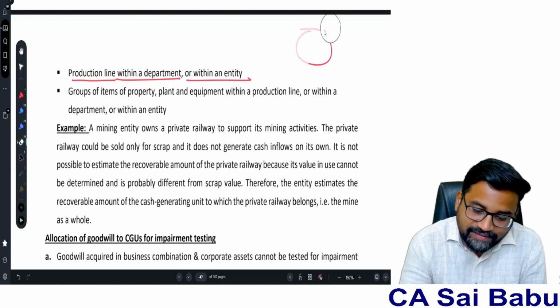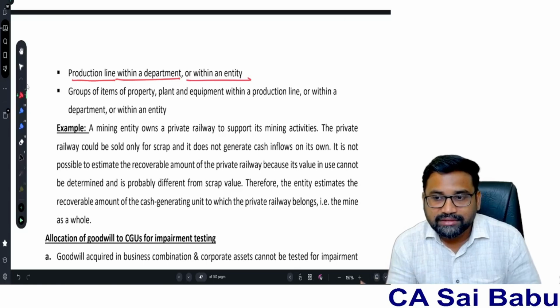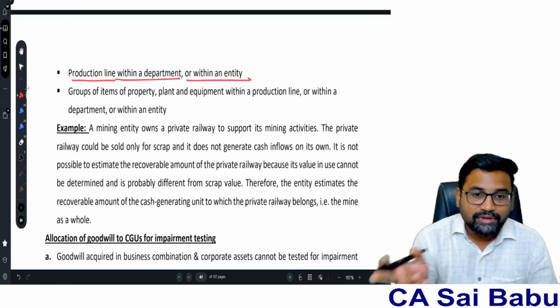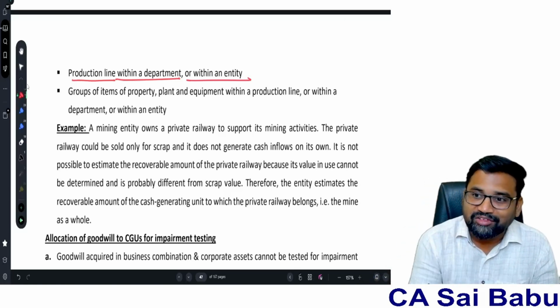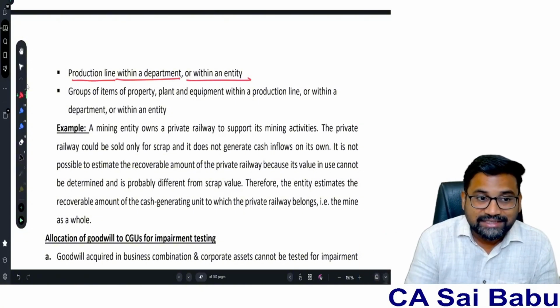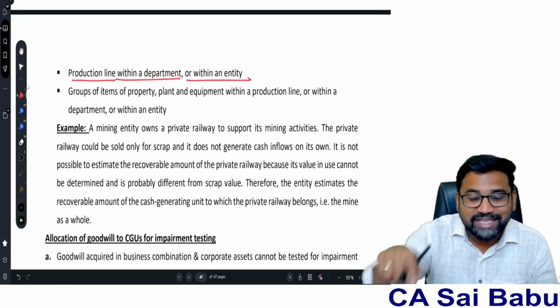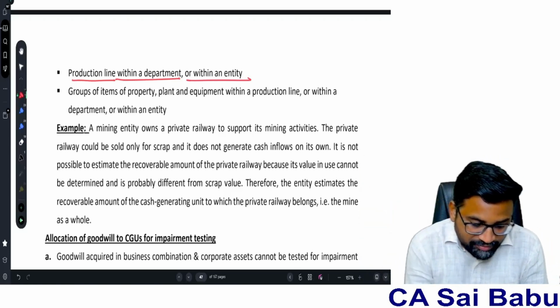So the whole idea of this standard is what? An asset can be subject to impairment. So how to calculate? Carrying amount minus recoverable value. But finding the recoverable value may be difficult. That's why individual level is not possible, but at group level it may be possible. See here, one example I have given.